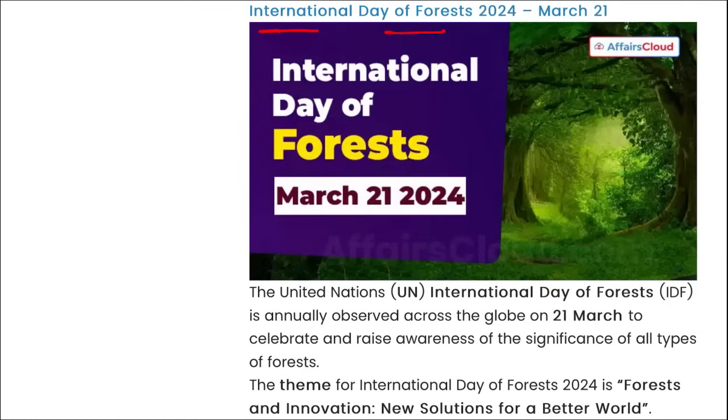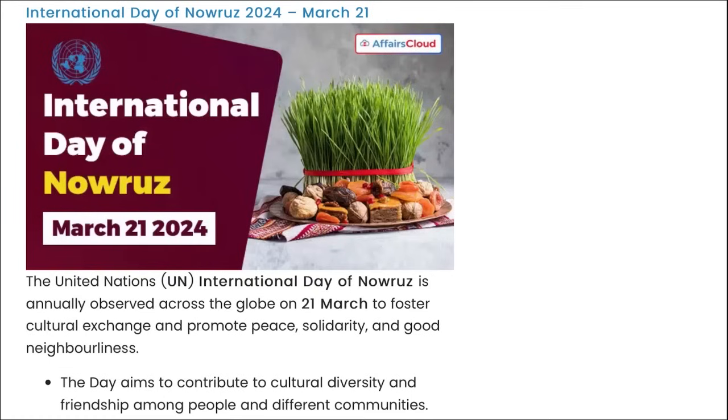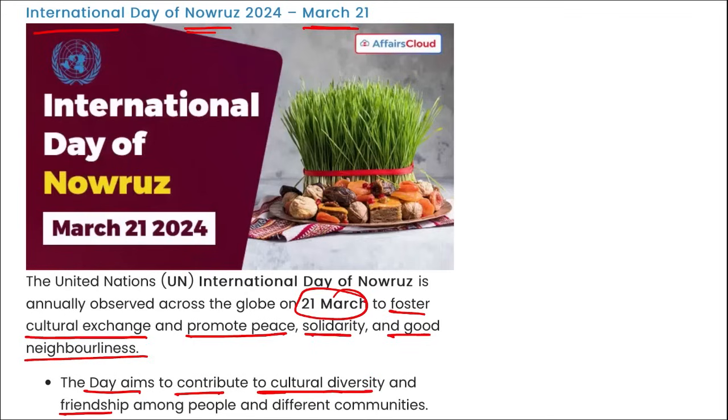Next, International Day of Forests is observed on 21st of March to celebrate and raise awareness of the significance of all types of forests. The theme here is Forests and Innovation: New Solutions for a Better World. Next is International Day of Navroz, observed on 21st of March to foster cultural exchange and promote peace, solidarity and good neighborliness. The day aims to contribute to cultural diversity and friendship among people and different communities.